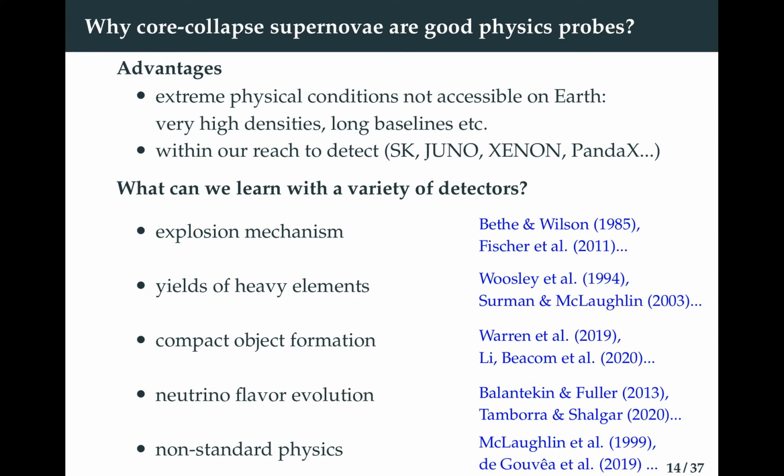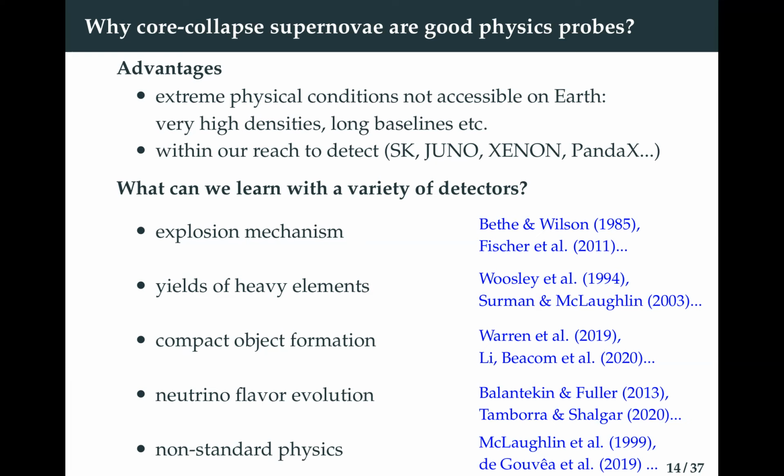So here is a list of some things that we can learn about supernovae and about some of the particle physics with this variety of detectors and the next galactic supernova. What is the explosion mechanism exactly doing? We think that it is neutrino heating that energizes the stalled shock and launches the explosion, but it doesn't happen for very massive stars and it doesn't always produce very high explosion energy. So some things might be missing.